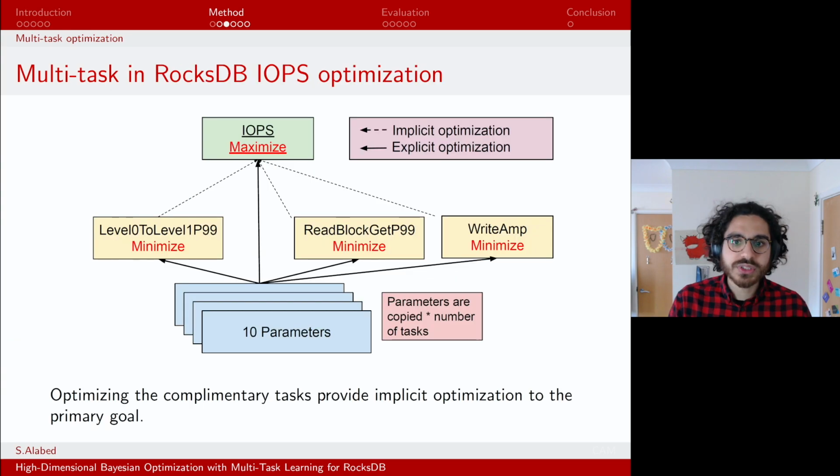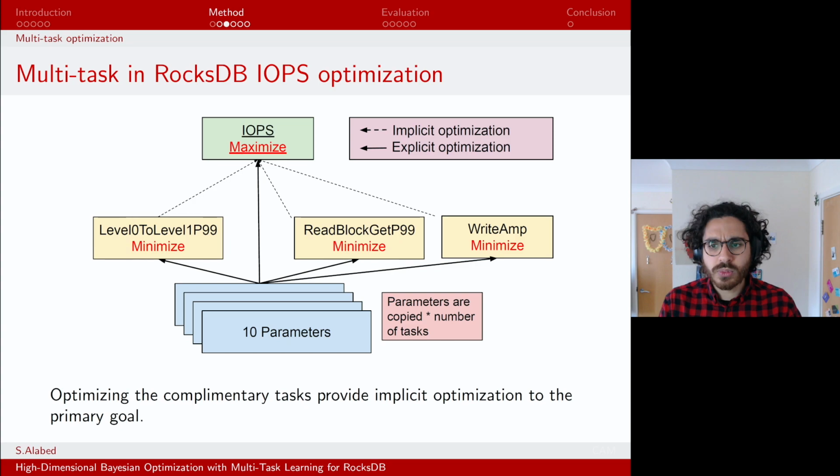We were interested in increasing the I/O throughput of RocksDB. We parsed all the stats dumped by RocksDB, and it was about 200 different statistics we could look at. From them we conducted 500 different random experiments, randomizing the values for these 10 parameters, and tried to look at the correlation between the stats dumps and the I/O throughput.